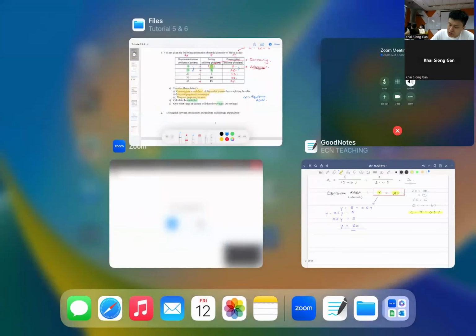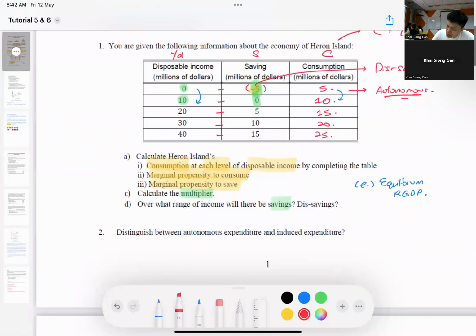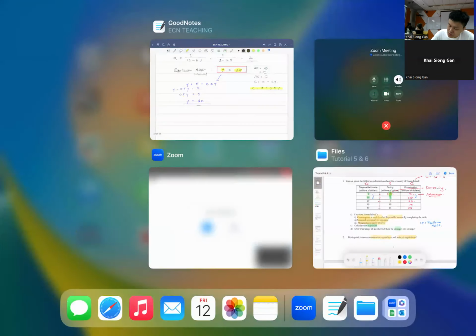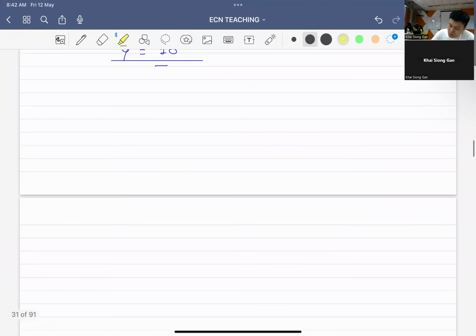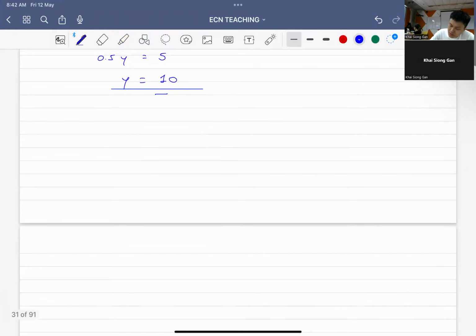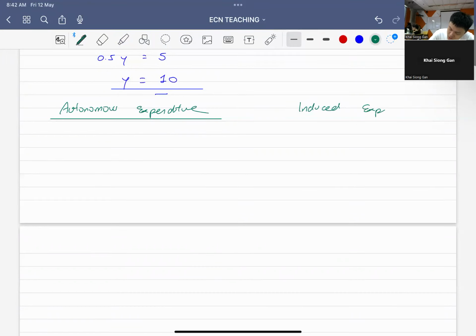Okay, let's move on to the next question. Distinguish between autonomous expenditure and induced expenditure. So let's write somewhere here. What's the difference between autonomous expenditure and induced expenditure?